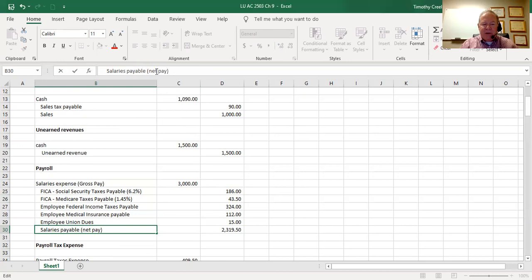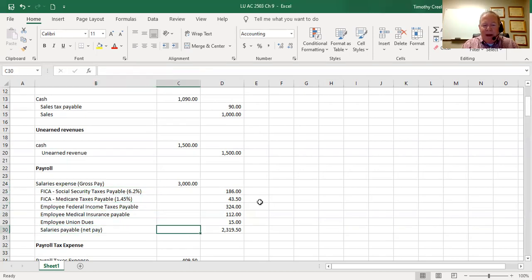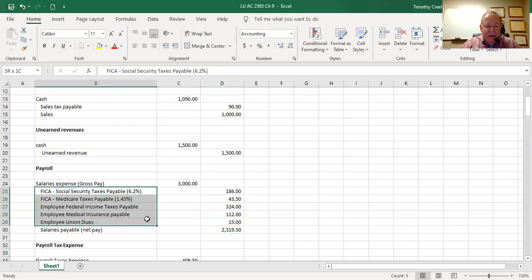Net pay would be actually what they receive. So basically a company would debit salaries expense for the total that the employees have earned, and they would credit salaries payable for the net pay, which is the total pay going to the employees. Now, notice all the things that are taken out. And these are just a few examples. After we get through this, I'll discuss a couple more that could be taken out as well.